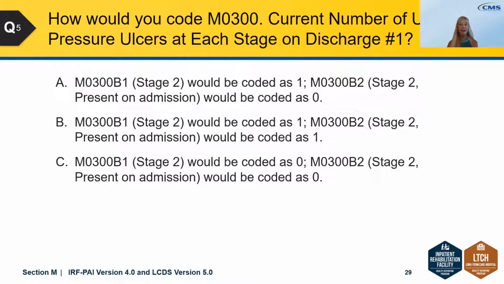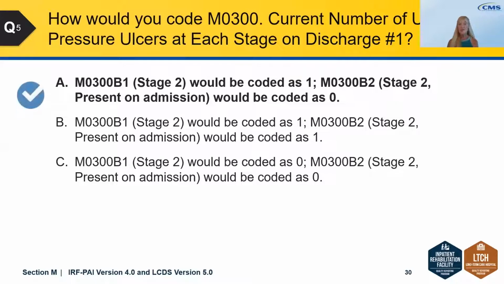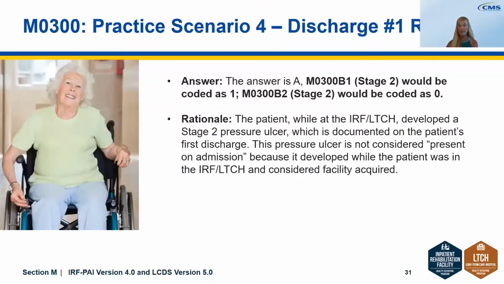All right, let's see how everybody did. Hopefully you selected response A. That is the correct one. It should be M0300B1 stage 2 would be coded as a 1, and M0300B2 stage 2 present on admission would be coded as 0, since this is the correct response. So let's go ahead and look at our rationale.